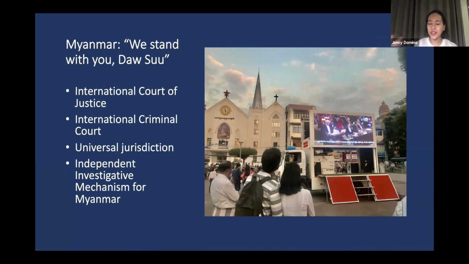On the day of the hearing, there were rallies in support of the state councilor. Crowds gathered in the streets of Yangon and in the capital, Naypyidaw, cheering their beloved leader for defending the country against Western bias. Billboards with the message, "We stand with you, Daosu," lined highways and major thoroughfares. As proceedings before the World Court were taking place, the international and domestic reaction could not have been more polarized. And I should say here that even within the country, reaction was also divided among the public.